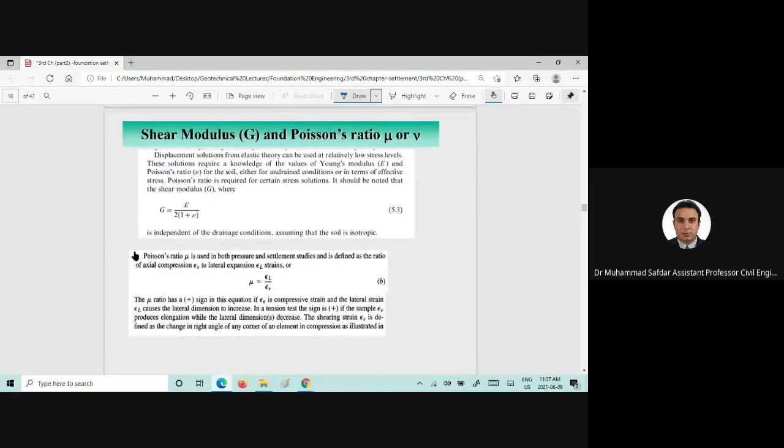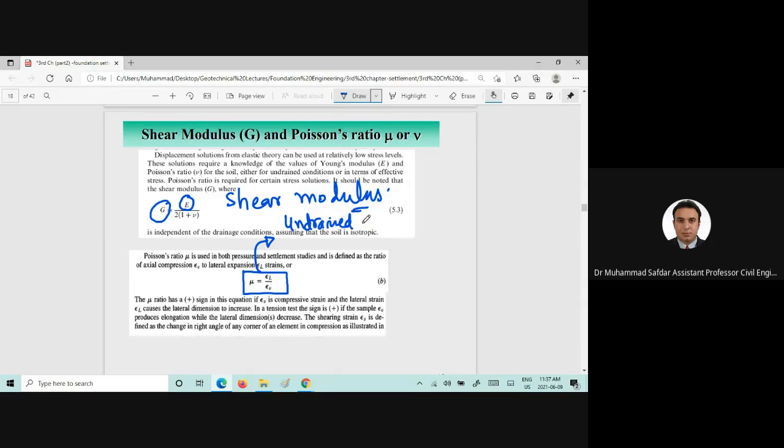Once you know the modulus of elasticity E, then you can find out the shear modulus, which is also used in the foundation design. Now, Poisson ratio you can assume, for example, if we are having undrained clays, it is equal to 0.50, and for drained condition, it's usually 0.33.